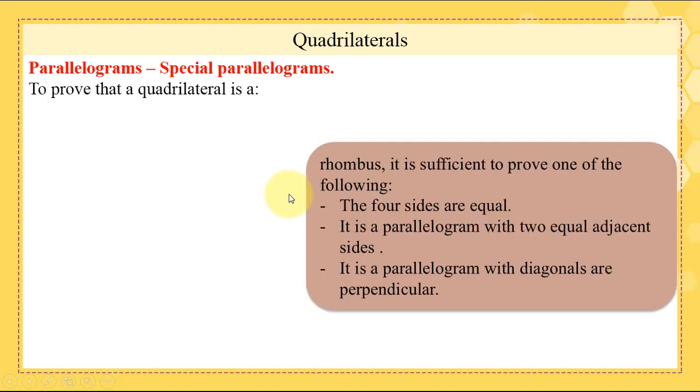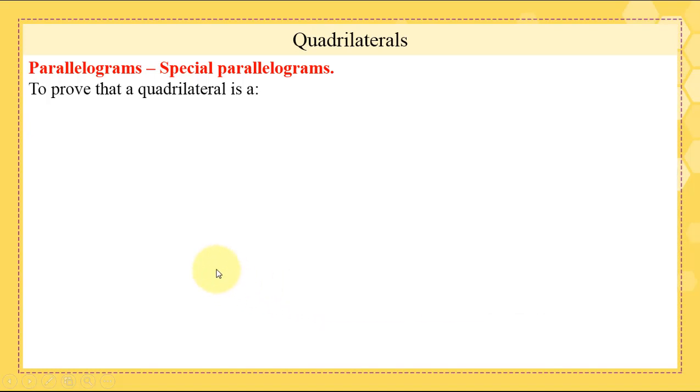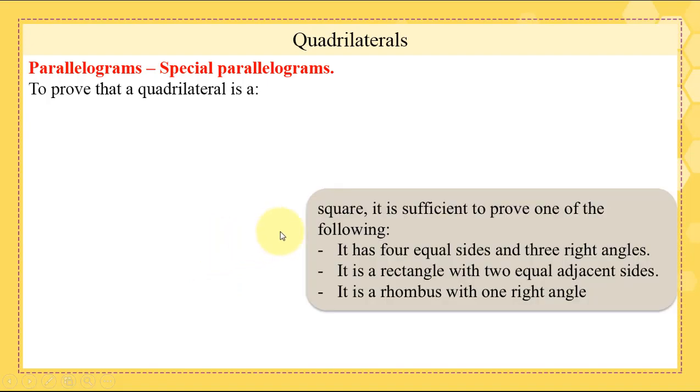Ways to show a rhombus: the four sides are equal; it is a parallelogram with two equal adjacent sides; it is a parallelogram with perpendicular diagonals. Finally, to show that a quadrilateral is a square, you can use one of these ways: it has four equal sides and three right angles; it is a rectangle with two equal adjacent or consecutive sides; it is a rhombus with one right angle.